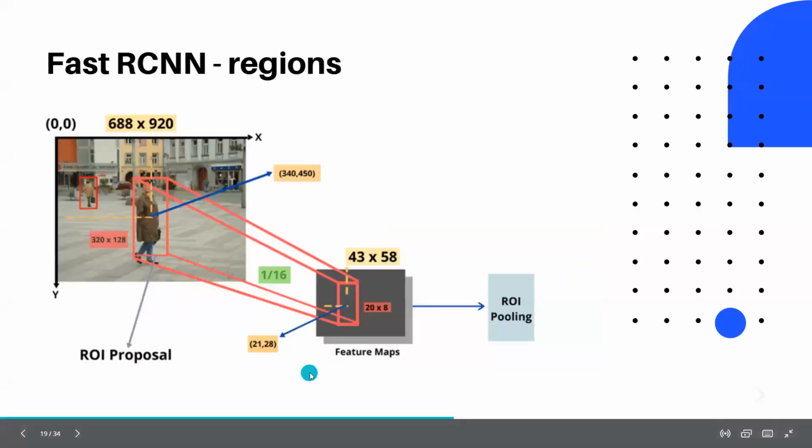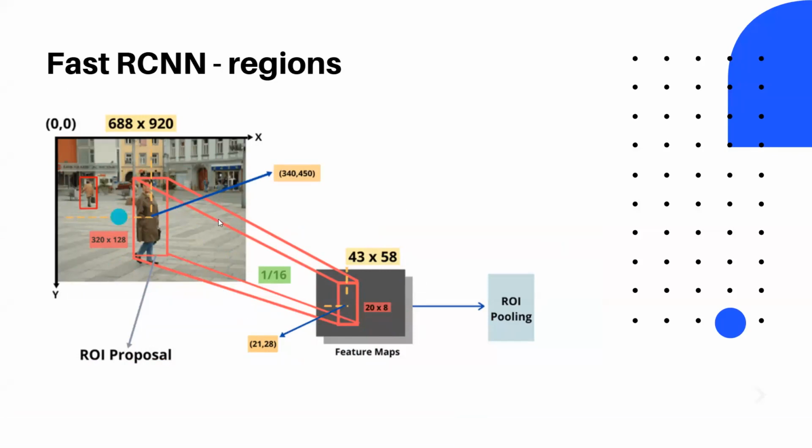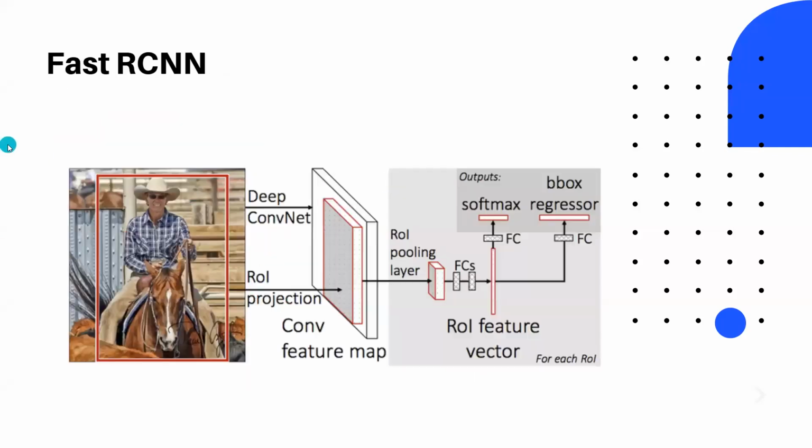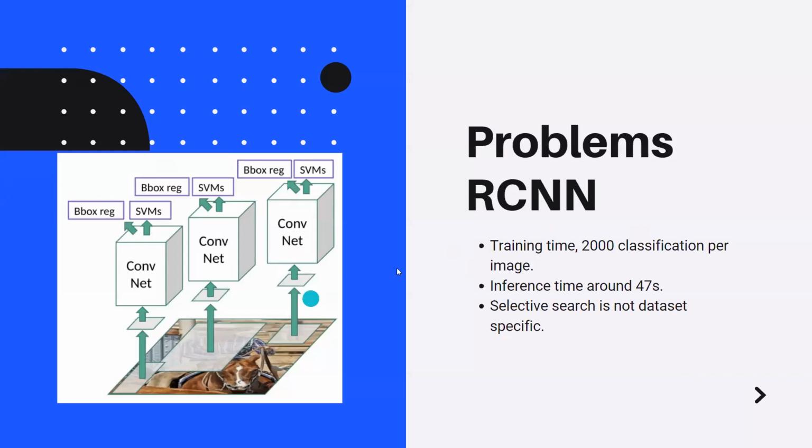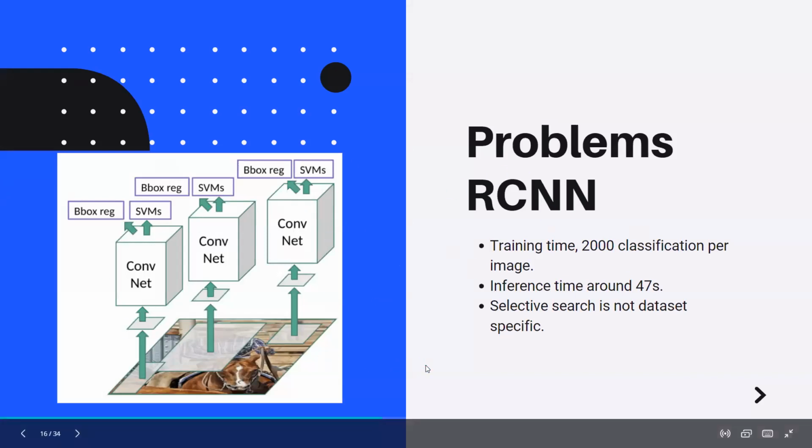Yeah, so we do this mapping from the original image to the feature maps directly without having to send every single region or every single proposal through the CNN. So this would speed up the first operation of going through convolutional layers, right? Of course, later on, after we get the mapped regions, we will send them all for classification. So we will have 2000 classifications, but we will not have 2000 passes over the CNN.